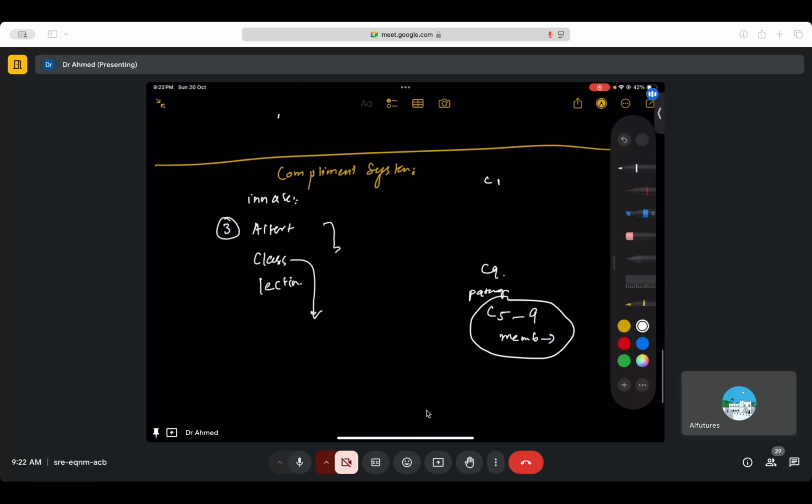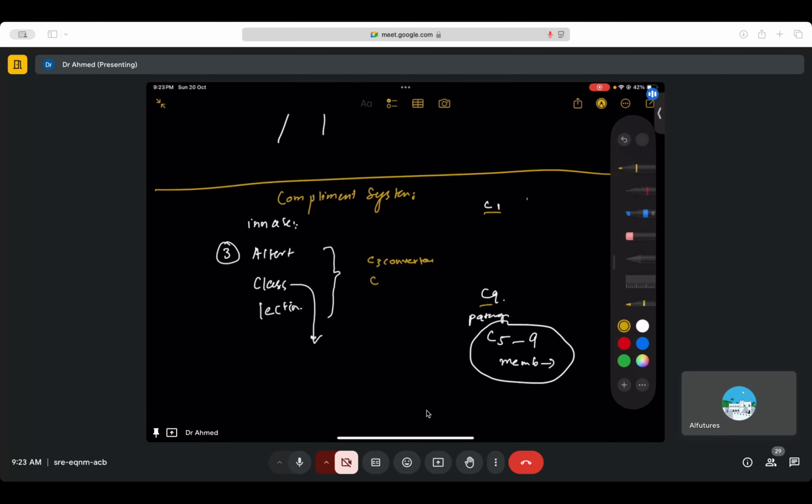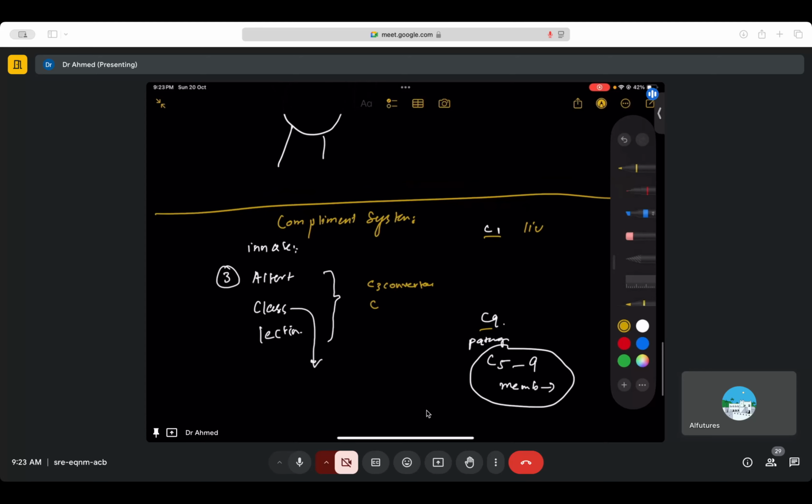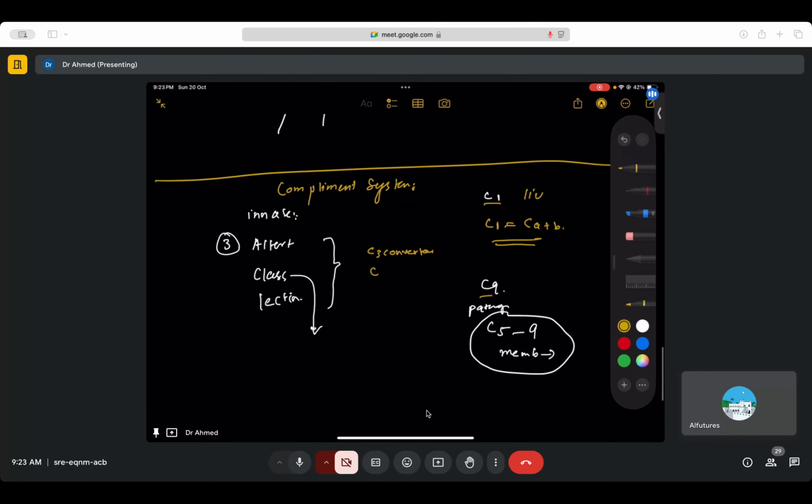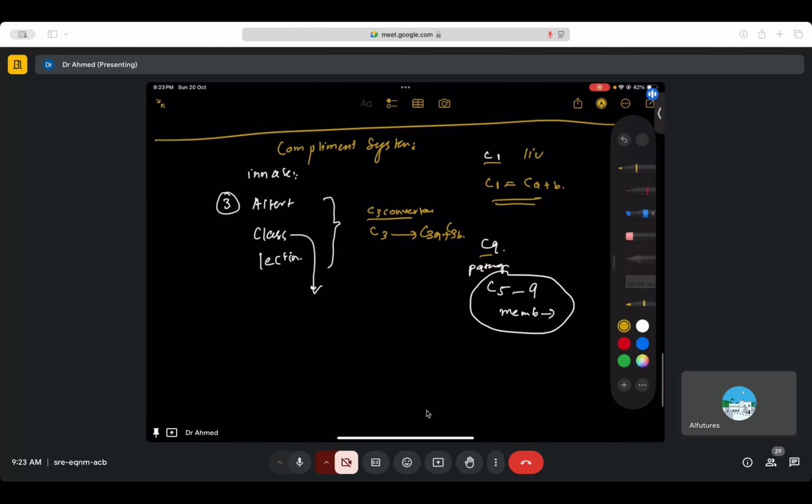The main concept of all of these pathways is to produce C3 convertase. These components are released from your liver in an inactivated state. Once they are activated, they are going to convert into A plus B. This is general for all of the components. So the main goal of all three pathways is to activate your C3 via an enzyme, C3 convertase. C3, when converted, is going to be converted into C3A plus C3B.